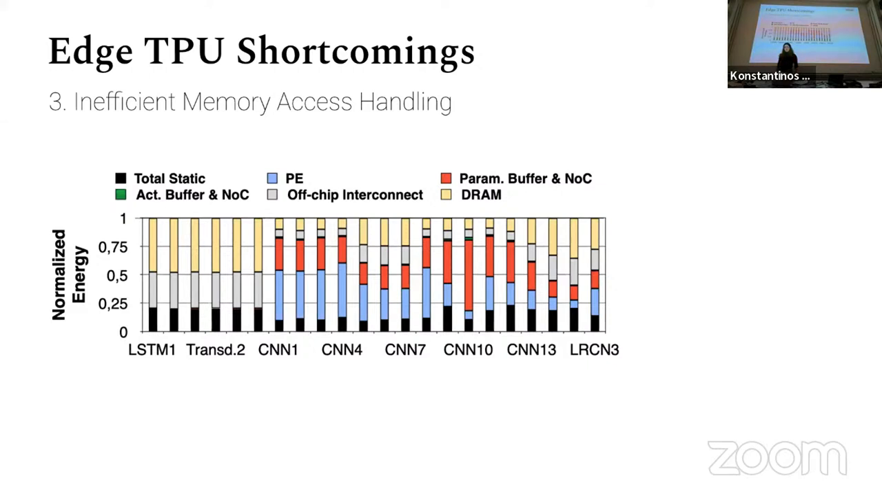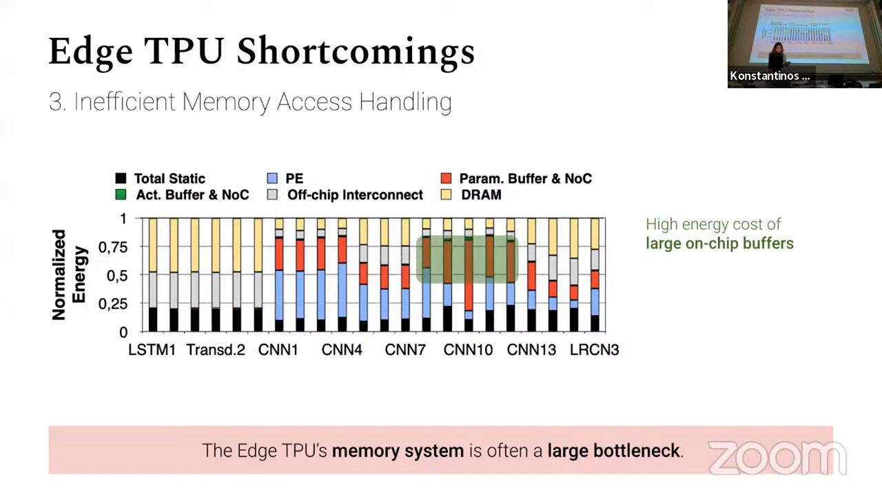Then the third shortcoming the paper identifies is that we have a very inefficient memory handling. And that becomes visible if we break down the energy that is used during inference execution across the different models. Two things we can identify from this: first, we have a very high energy cost due to large on-chip buffers. That is, first, they have a very high dynamic cost because they're very large, and then they also have a very high static cost when they're being accessed. Then, on the other hand, we have a very high cost of off-chip memory access, and that is actually the problem that while we do have these large buffers on the Google TPU, only about 11.9% of the parameters are actually stored within them, because as we'll see later in the analysis, this buffer is very, very inefficient.